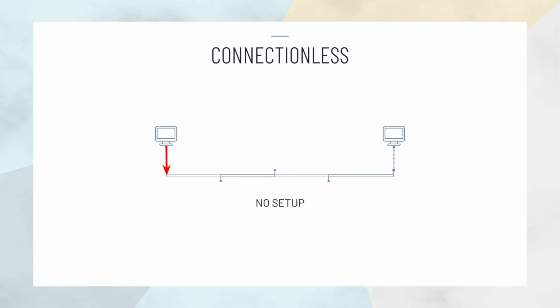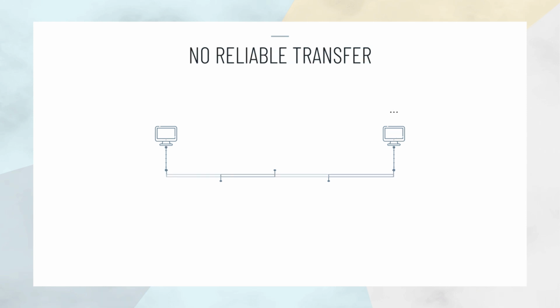Ethernet is connectionless, meaning that it sends data without any setup or acknowledgements from the destination host. Although this approach is more efficient than connection-based protocols, it is also less reliable than them.